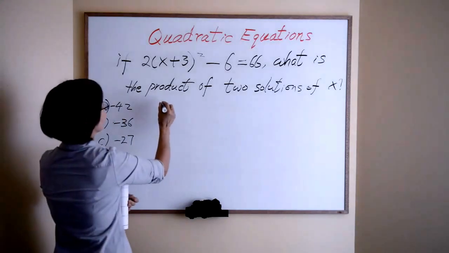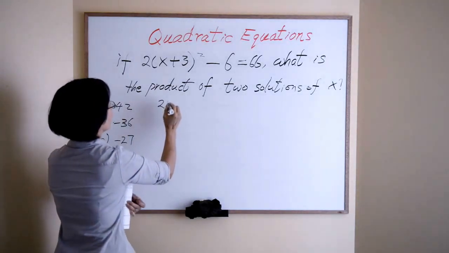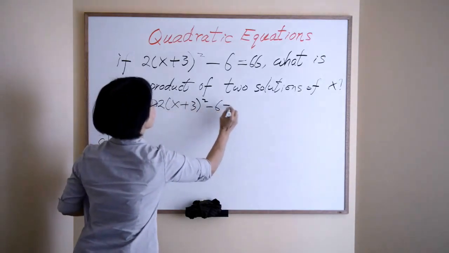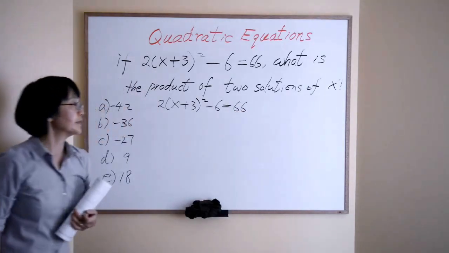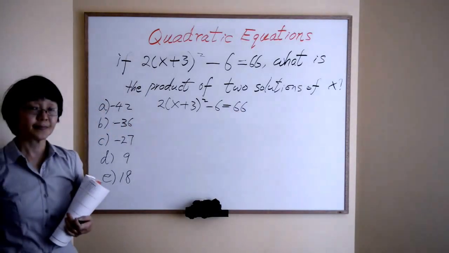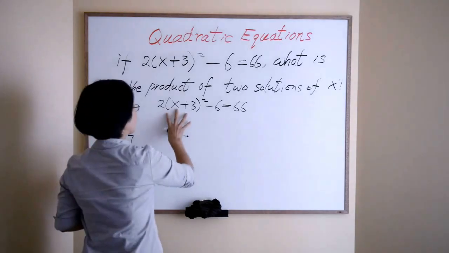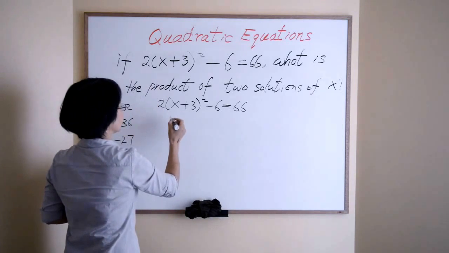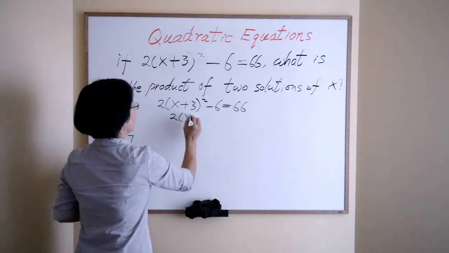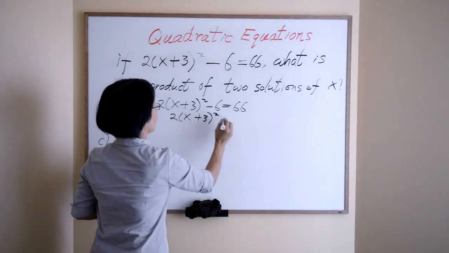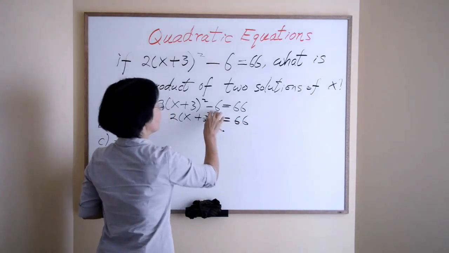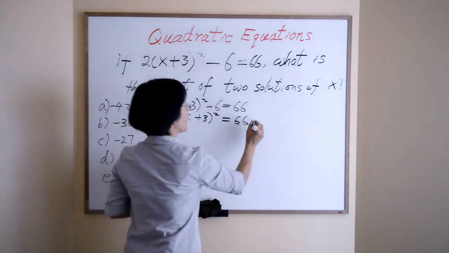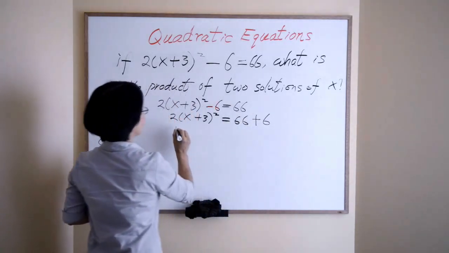So you have, from the beginning, 2 times x plus 3 squared minus 6 equal to 66. What do you think should be the first step? Now, remember we want to keep the variable on one side and move the number to the other side. So this is the first thing we do. Move this number across. Remember when you move across, what do you need to do? Change the sign.